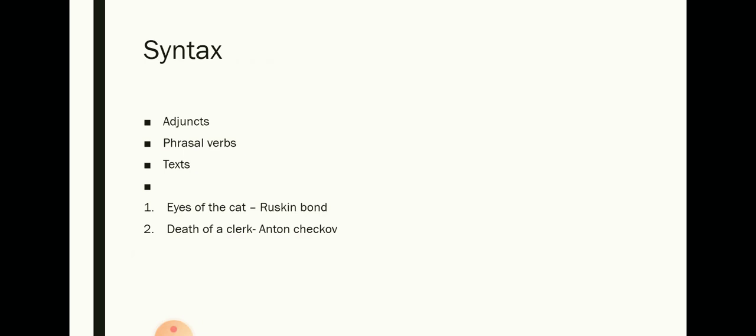So for the verb phrase, we have already seen transitive, intransitive, and ditransitive verbs, and now we shall have a look at adjuncts and phrasal verbs. These are things you have already gone through in your school days, and we have a discussion on what is an adjunct and what is a phrasal verb, and with that particular matter we will discuss the already discussed chapter, which is Eyes of the Cat by Ruskin Bond, and another short story which is A Death of a Clerk by Anton Chekhov.